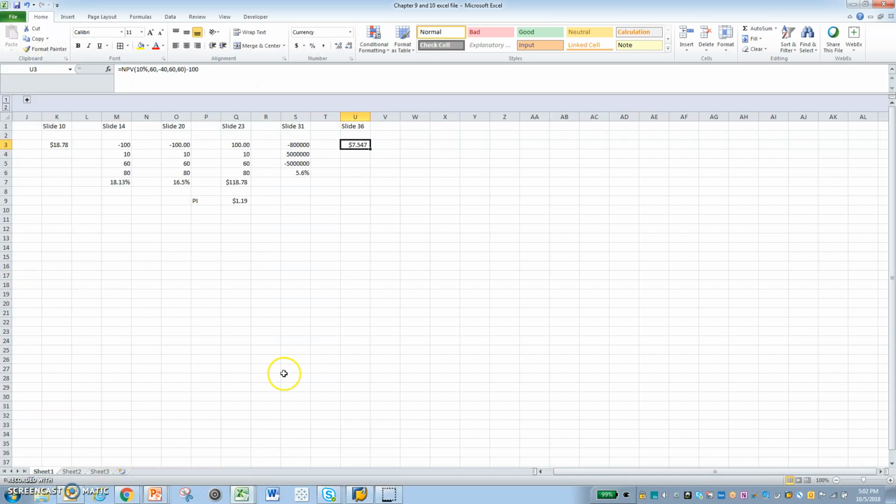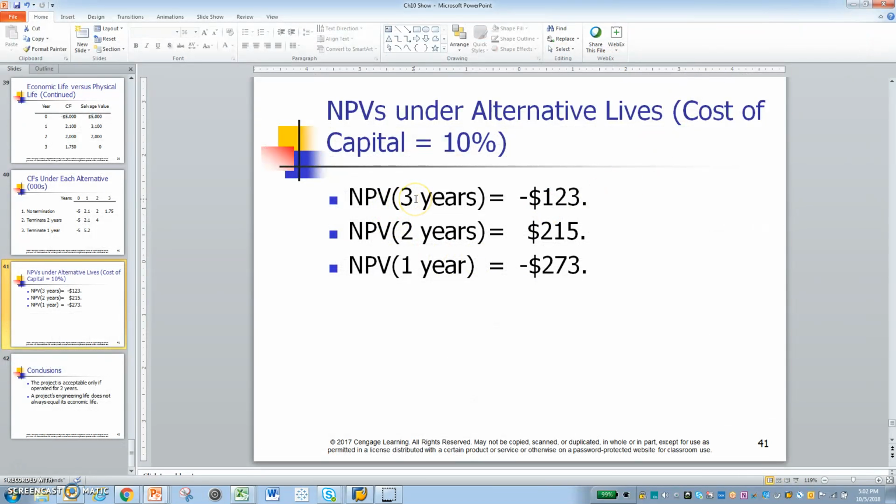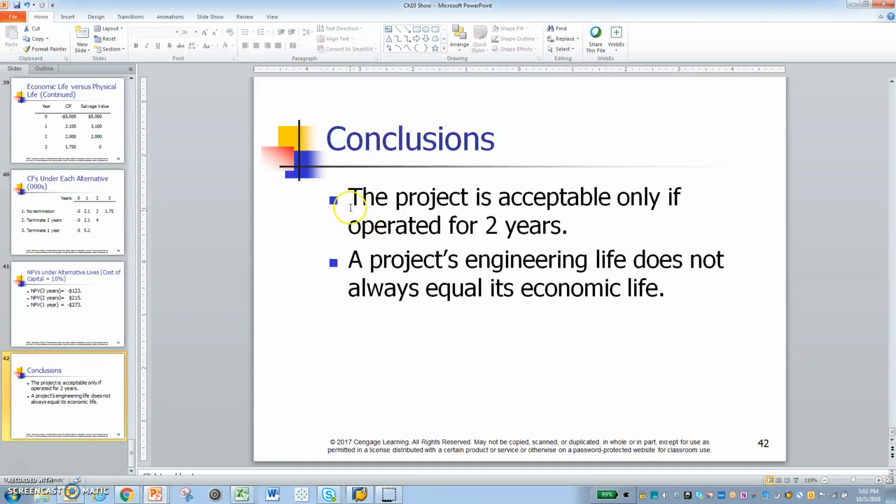All right, so not too difficult to figure out. I don't believe we had an example on that one. But it's not difficult to figure out. You can get the net present values of those different cash flows pretty simply. But just wanted to point out the example that there are times that you don't want to use a machine through the whole life of the machine. You want to maximize your profit by getting that salvage value. Okay. So lastly, the project is acceptable only if operated for 2 years. We just started that. So I will quit with that.